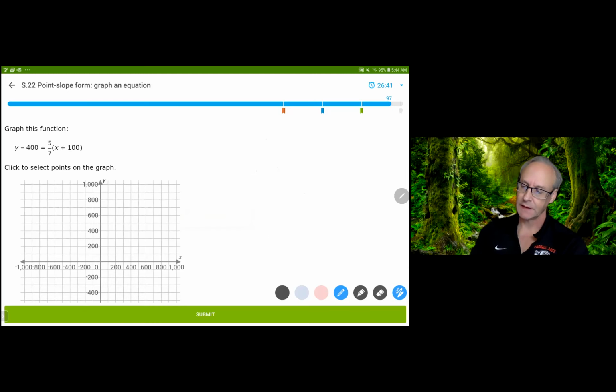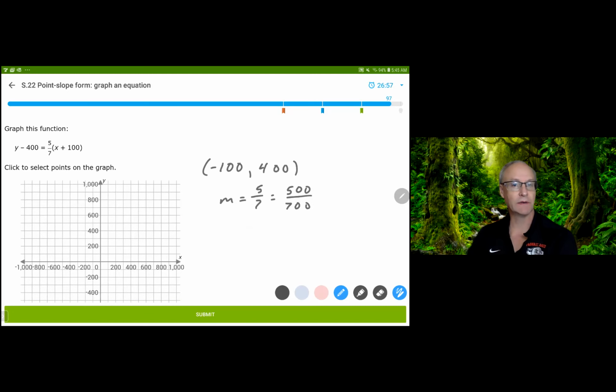This one is at -100, my x value, +400 for my y, and my slope is going to be 5/7, which can be expanded if you like to think of it that way. I'm just multiplying by 100 on the numerator and denominator. And I'm at -100, 400. -100, 400 is right there. A little hard to see.